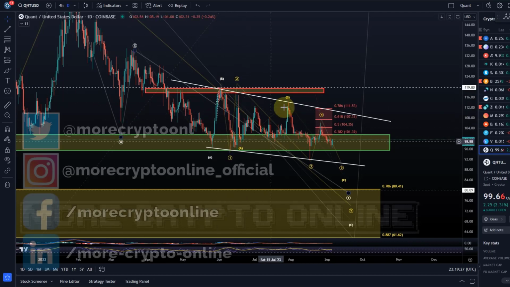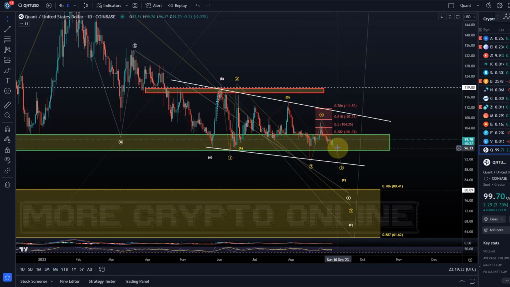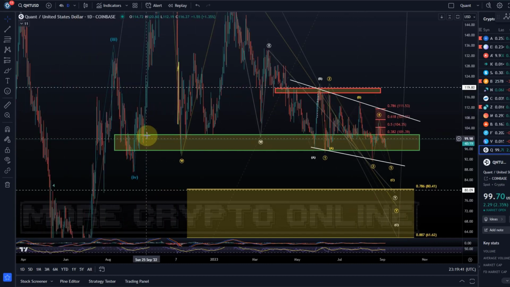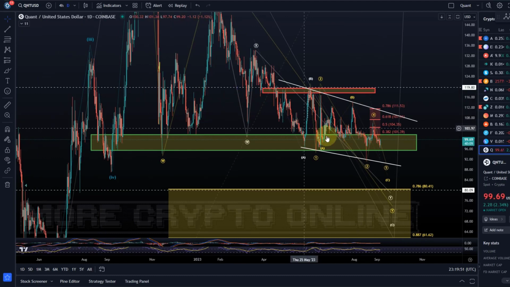QNT continues to grind its way down lower here. I had a bit of a reaction again to the green support area, this structural support area that ranges from $95 to $102. I mean, this is well known. We've been talking about this support area for a while, and it is, of course, difficult for the price to move through this area.